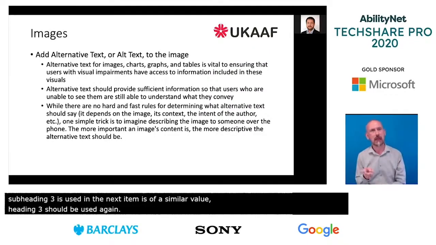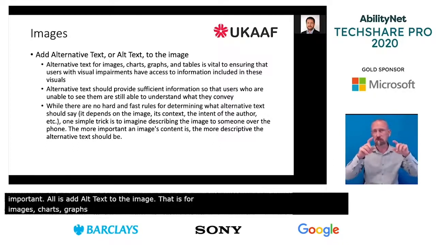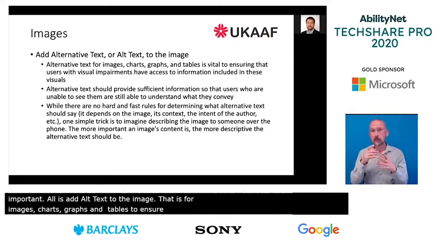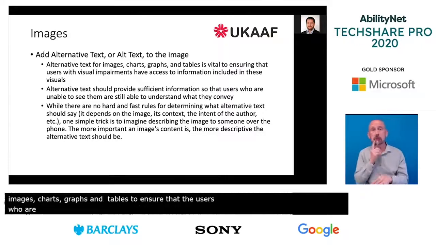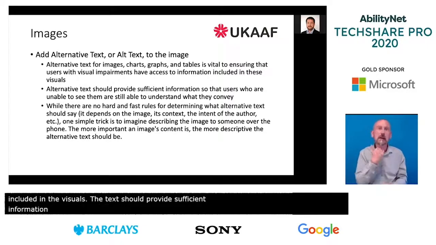Images, very important. Always add alternative text, or otherwise known as alt text, to the image. And that can be for images, charts, graphs, and sometimes tables to ensure that the user with visual impairments can access the information that's included within these visuals. And the text there should provide sufficient information so that anyone who's unable to see them can still understand the position they're trying to convey.